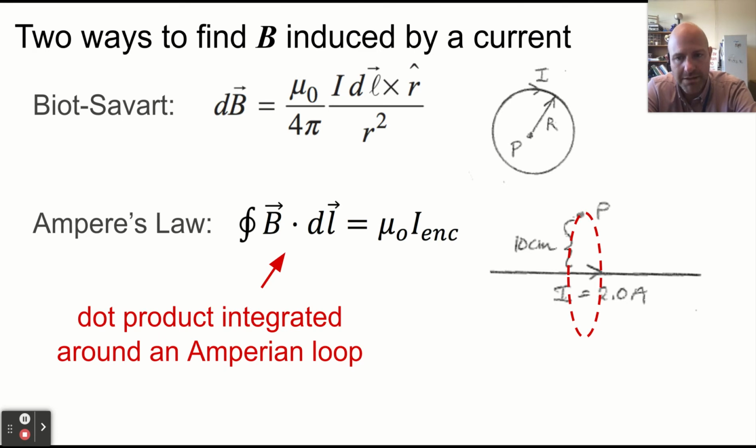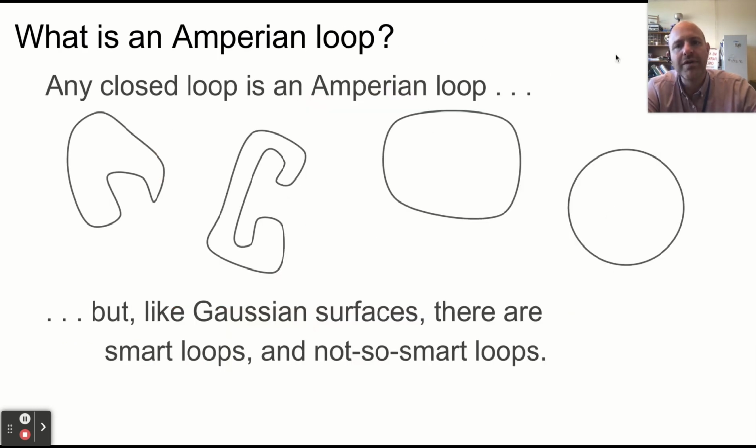So this dot product is integrated around the Amperian loop instead of being integrated over a Gaussian surface like it is in Gauss's law. An Amperian loop is any closed loop, just like a Gaussian surface was any three-dimensional surface. But just like Gauss's law, there are smart loops to use and not so smart loops. A circle is very simple. Even a square or a rectangle, any polygon that we can figure out and easily talk about the different sides of, is usually a good loop to use. Something irregular, although technically acceptable, is very hard to do the calculation for.